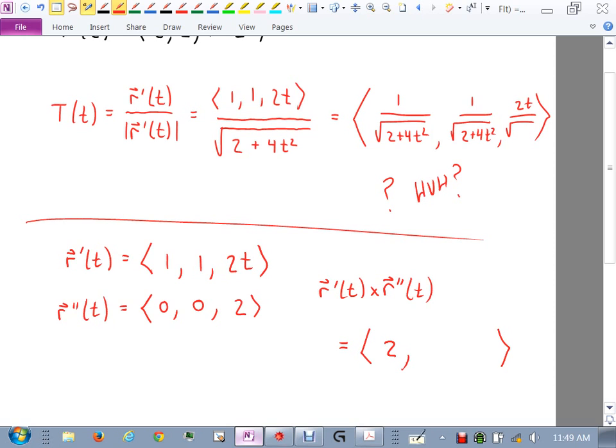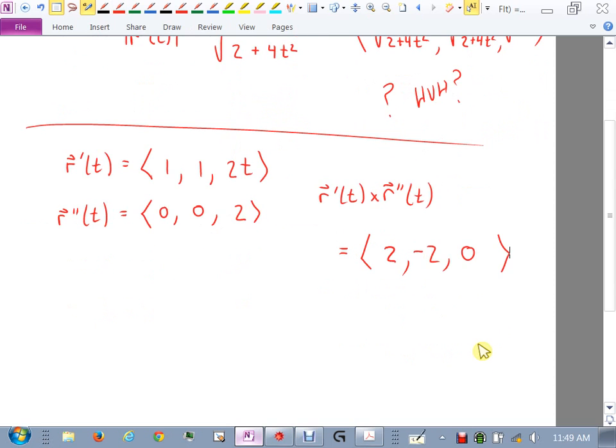Cover up j, you get 2. Remember, we changed the sign on the middle one, right? So negative 2. Cover up k, 0. Do y'all see that? And I just need now the magnitude of this, right? What's the magnitude of that? The magnitude of this is the square root of 4 plus 4, which is square root of 8. Damn, that was pretty clean, wasn't it?